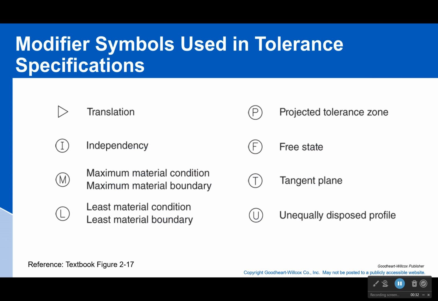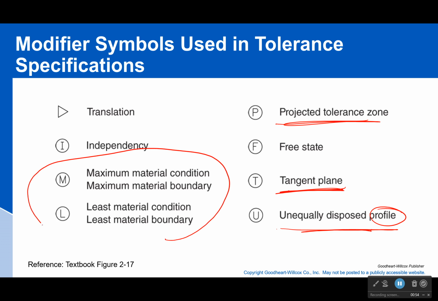Now, there are a lot of these, and we're not going to go over all of them now. We're going to hit on them all eventually, just not right now. For example, like this tangent plane, we're going to talk about that when we start talking about orientation tolerances. Projected tolerance zone, we get to with position tolerances. Unequally disposed profile tolerances.